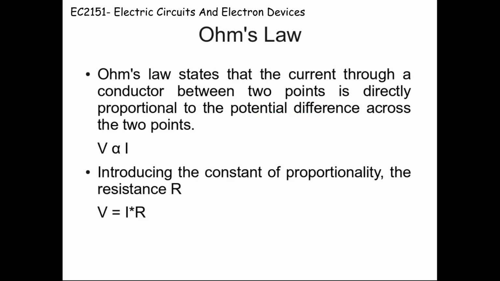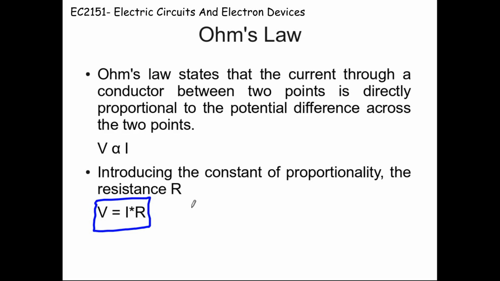Coming to the very important term of our study, called Ohm's law, right? Ohm's law states that the current through a conductor between 2 points is directly proportional to the potential difference across the 2 points, right? So V is directly proportional to I. Introducing the constant of proportionality, the resistance, V is denoted by I into R, which is a very important formula throughout your study, because using this formula we will be calculating voltages and current, and we will be solving the circuits.